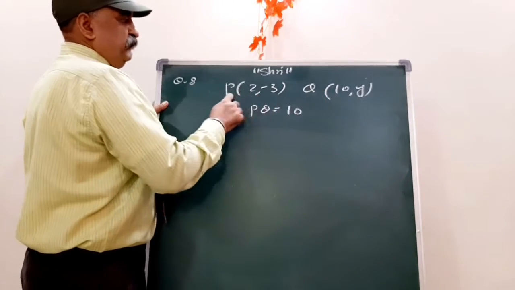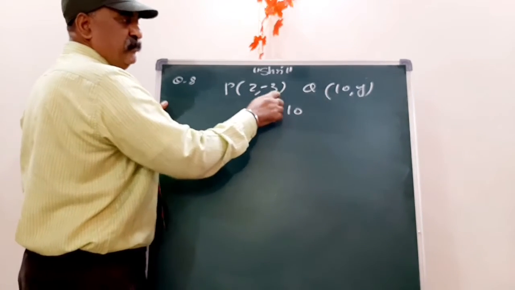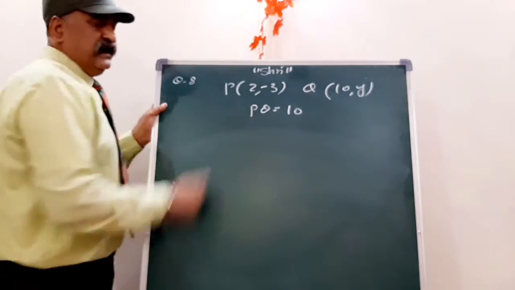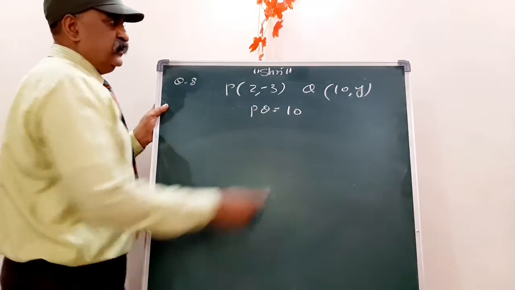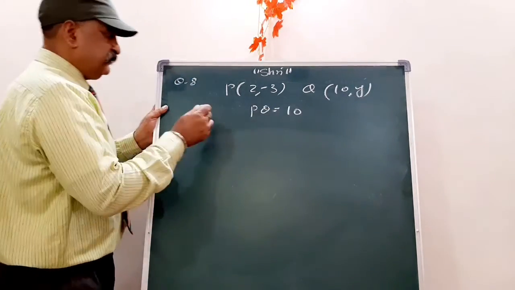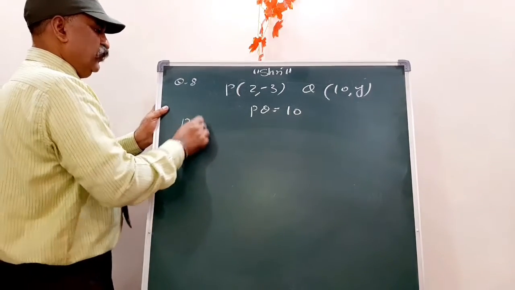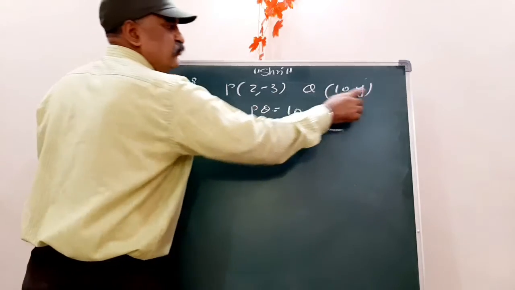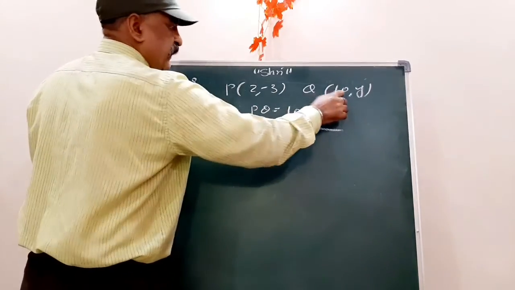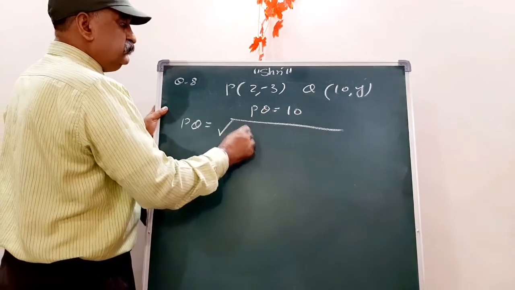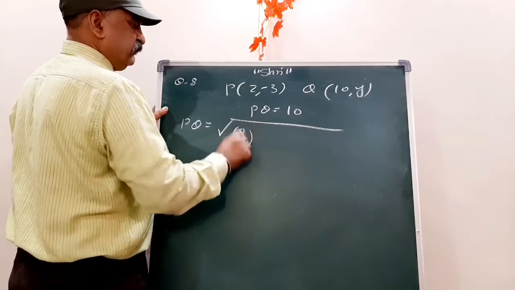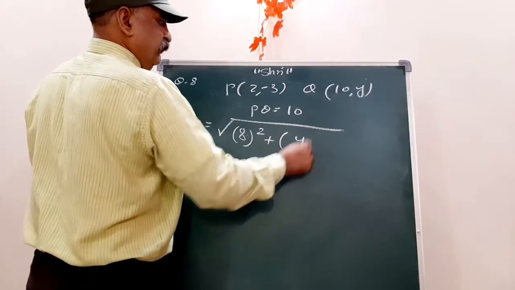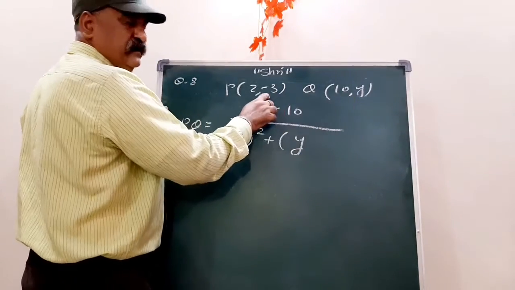The distance between PQ, point P is 2 comma minus 3, Q is 10 comma y, and the distance is 10 given to you. You have to find the value of y. Let us see how. PQ is equal to under root x1 y1 x2 y2, 10 minus 2, 8 whole square plus y, and this is minus 3, so it becomes plus.